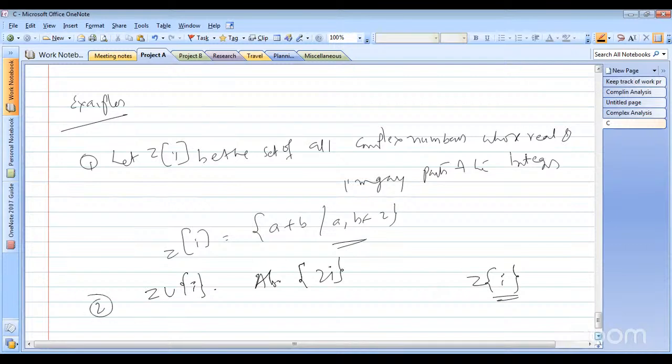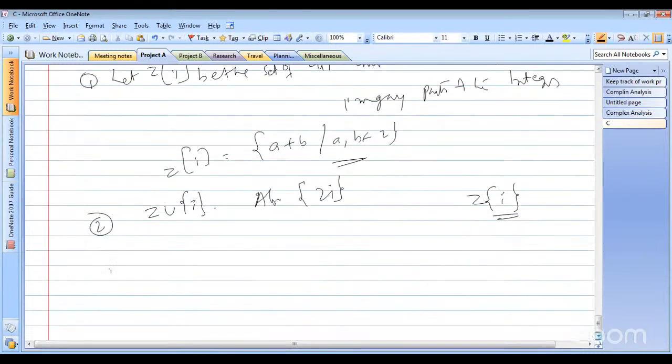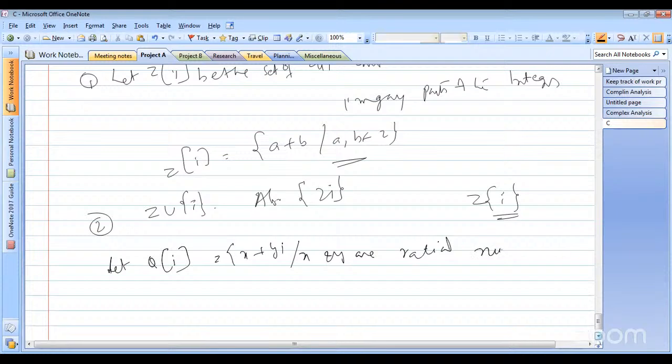Then the second example: let Q[i] be the set of x plus yi, where x and y are rational numbers. So Q[i] is the smallest subring of C containing Q union {i}, where Q is the set of rational numbers. Therefore Q is a field, and Q[i] is a field for the above condition.